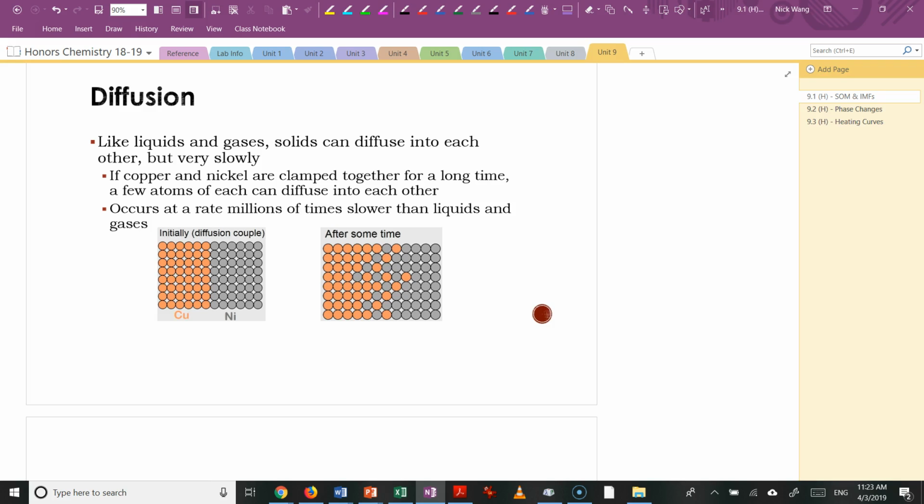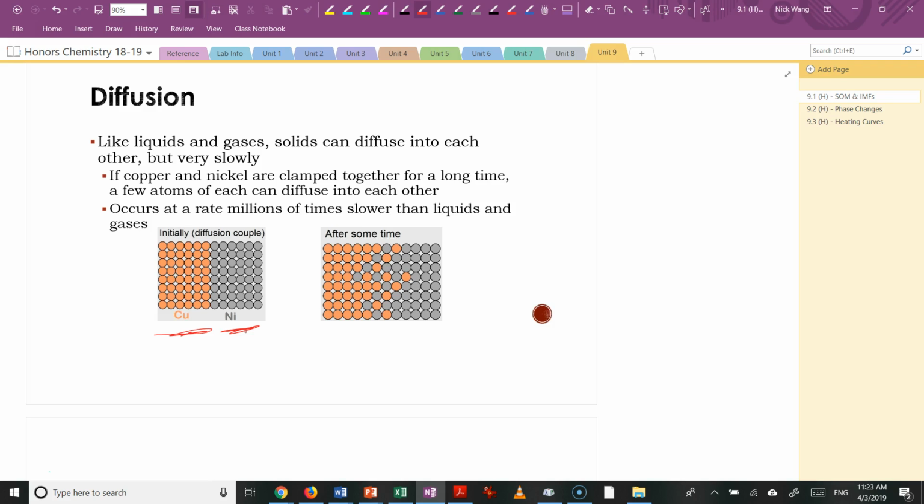So in this example here, we have a sample of copper, right? We have a sample of nickel, and these two are going to be put next to each other and effectively clamped together for a long time. Over a long time, it's something that we can observe, and it's a little bizarre, a little surprising. But it turns out a couple of atoms will actually sort of replace each other, right? They'll kind of swap places with each other.